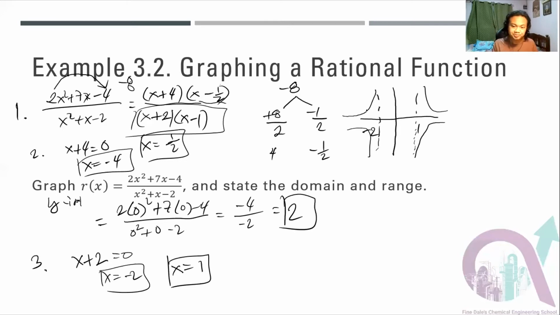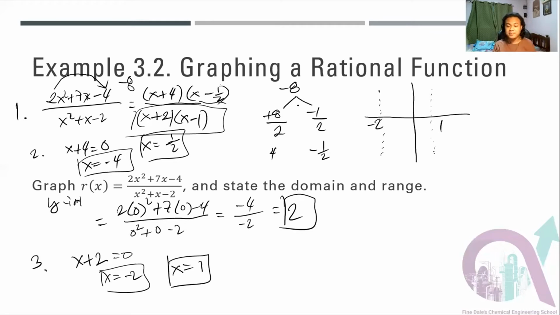We have to find that out now. If we approach negative 2 from the left, what will be the answer? For example, we put values from the left, so from the left let's use 3, and substitute it into our factors.